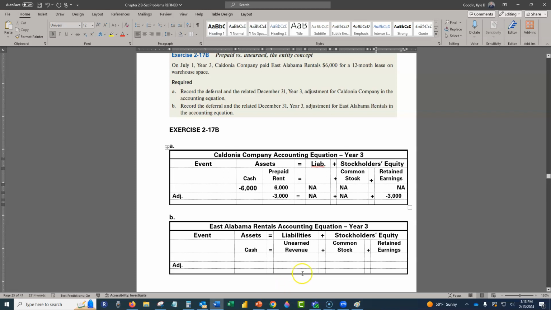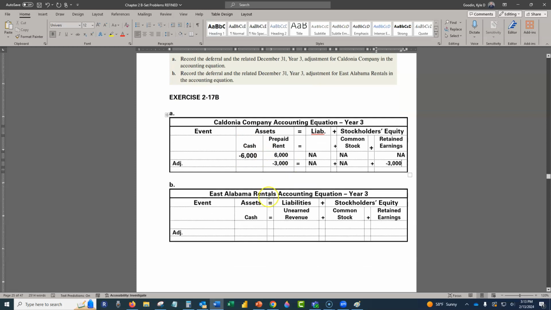Okay. Now, the second transaction, we can use the same math. We're just going to flip things a little bit. Okay. We're going to record what happens when we are the seller of that. So we got $6,000 in cash. That was an increase in cash. Have we earned anything yet? No, a month hasn't gone by, so they haven't given us any revenue. We haven't earned any revenue. Okay, so we've got no impact to common stock, and since there is no impact to revenue or expenses, there is no impact to retained earnings.